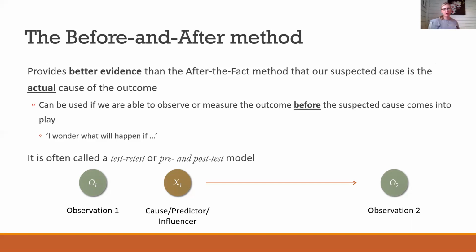As you can see on this graph, we've got an O1. That's a measure of the dependent variable at time 1. And we've got an O2, a measure of the dependent variable at time 2. That's why we can sometimes call it the pre and post test or the test and retest, because we're getting two measurements of our dependent variable.